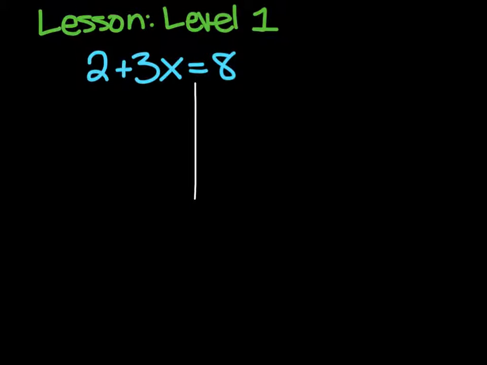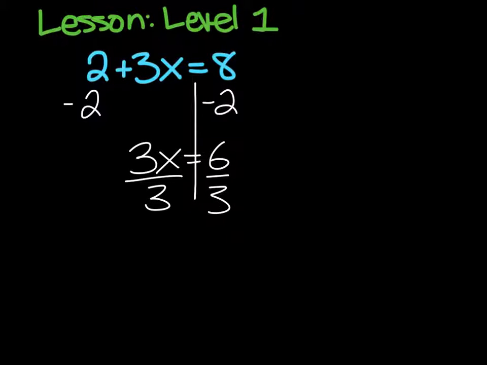Since we're currently adding positive 2, we're going to subtract 2 to get rid of it, and I need to do it to both sides. So I'm left with 0 plus 3x equals 6, and I don't need to write in the 0 here. Now I have 3 times x equals 6. To undo my multiplication, which is the operation that's happening between my 3 and my x, I will divide both sides by 3. On the left side, I have 1x, or just x, because I had 3 divided by 3, equals 2.